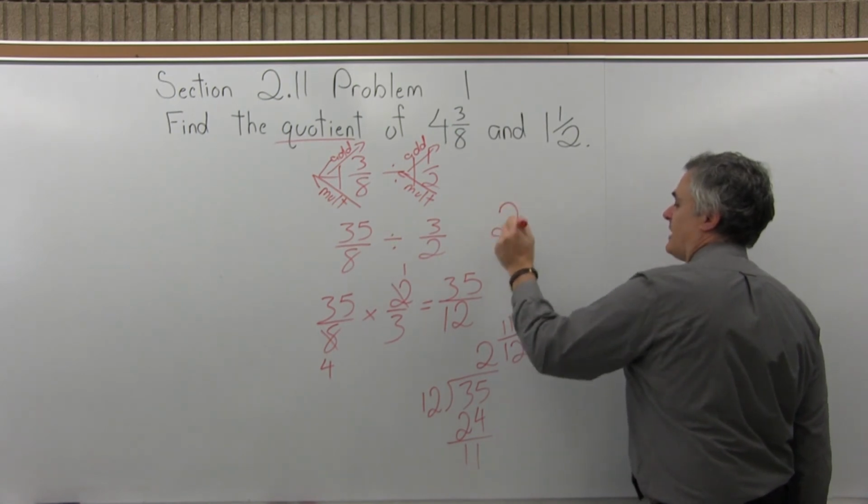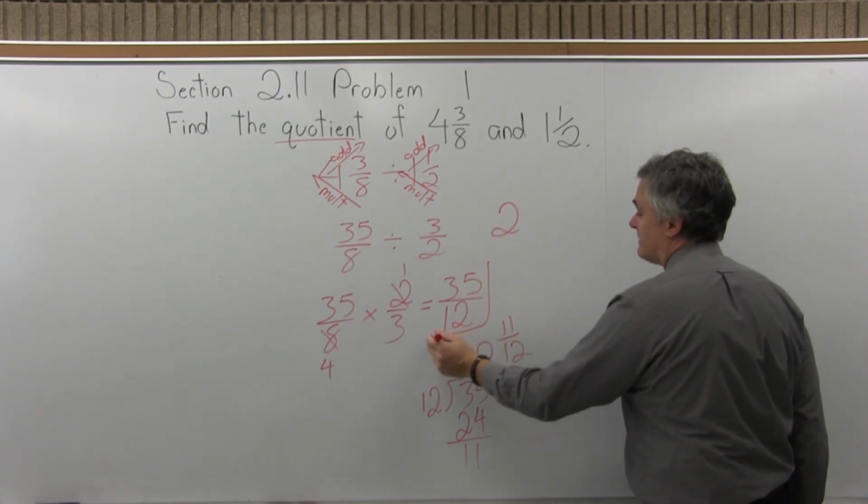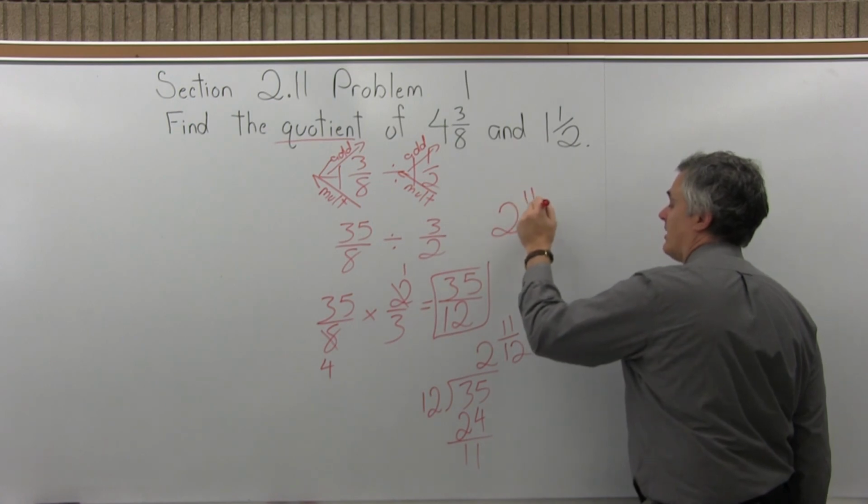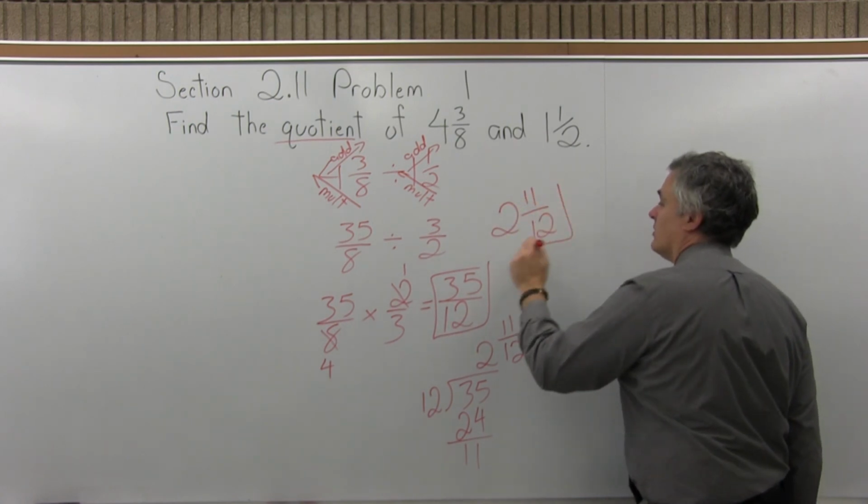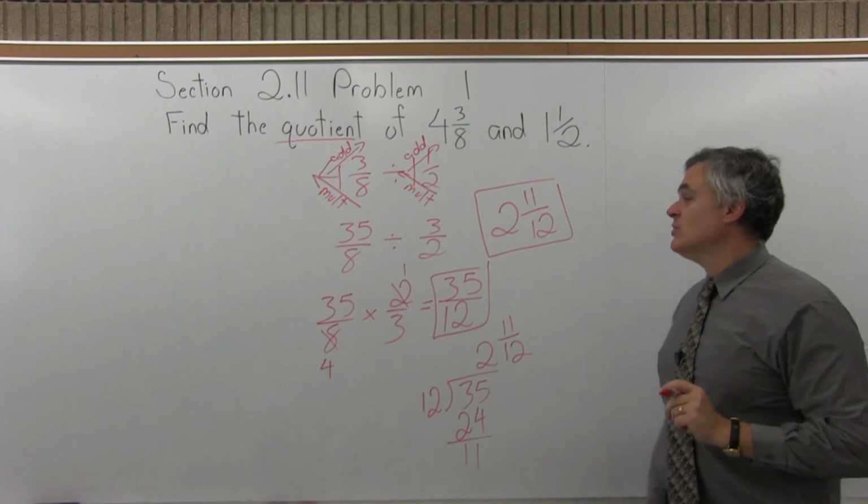So as a final answer, you could either say 35/12. So if your teacher's okay with that, you could just stop there. Or if you go a little further, you could say that's the same as 2 11/12.